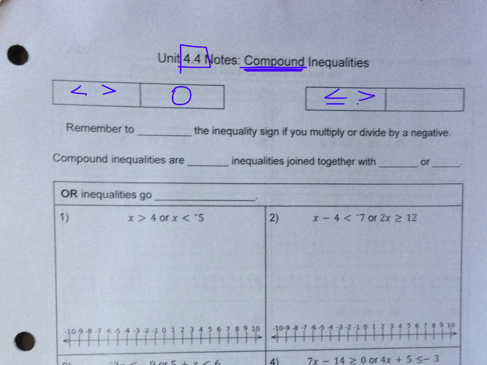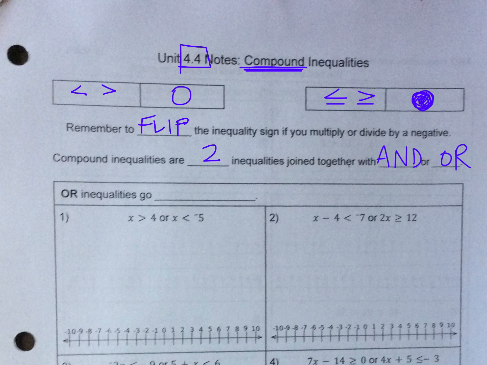So first, less than, greater than, open circle. Less than or equal to, greater than or equal to, closed circle. Just a reminder. And remember to flip the inequality sign if you multiply or divide by a negative. So compound inequalities are two inequalities that are joined together with and or. So the first ones we're going to talk about are or inequalities.